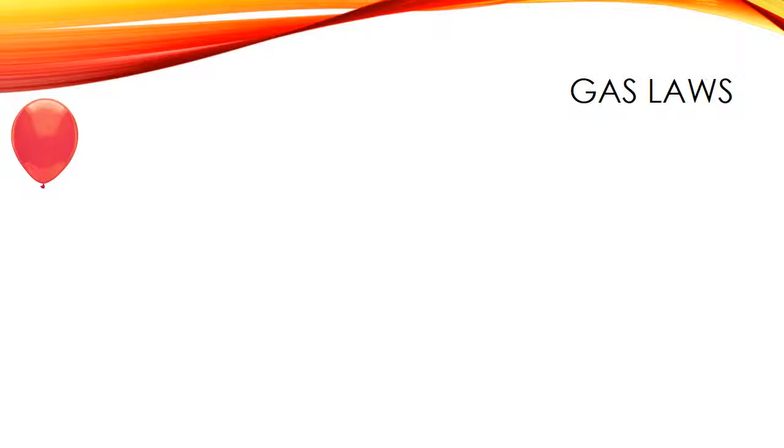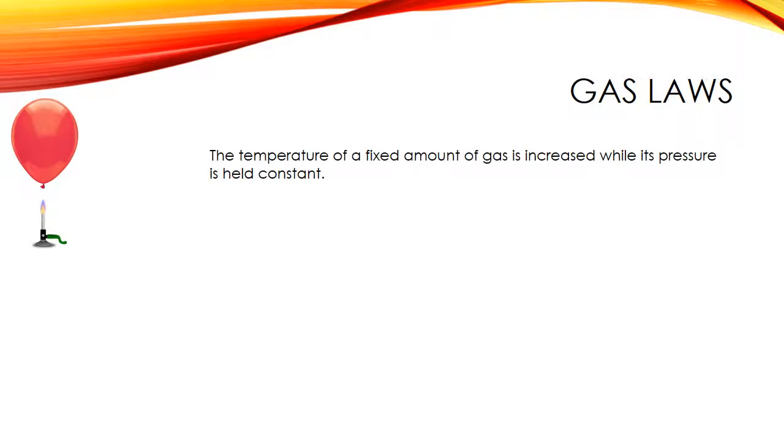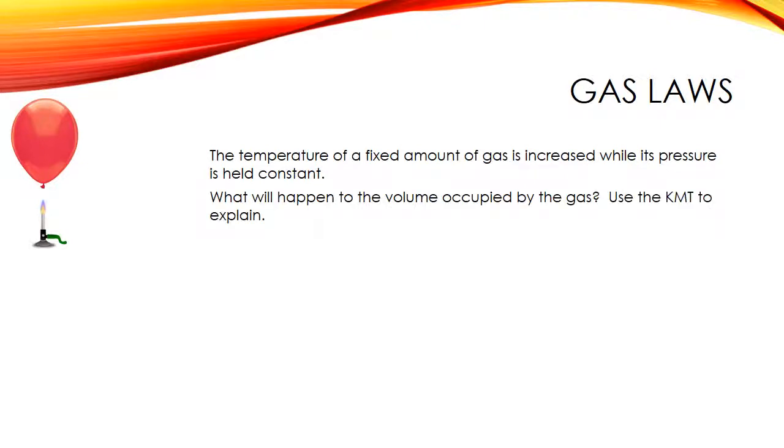So in this scenario, we have a balloon that contains a gas, and then we're going to heat it up. Obviously, the balloon could pop if we're actually heating it with a Bunsen burner, but we're just going to ignore that fact. So we heat up the gas in the balloon. So my question is this. The temperature of a fixed amount of gas is increased while its pressure is held constant. So what will happen to the volume occupied by the gas? Use the kinetic molecular theory to explain.